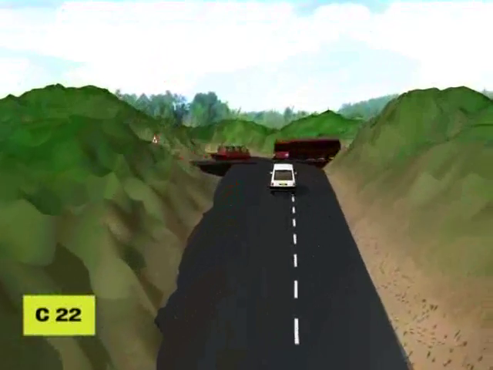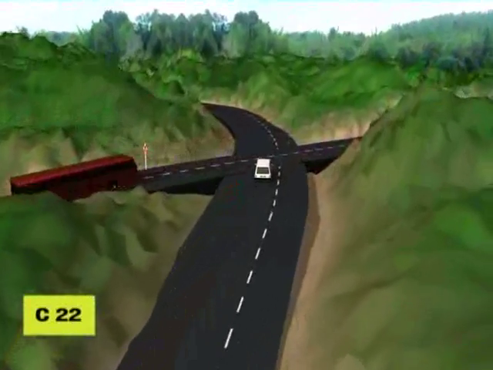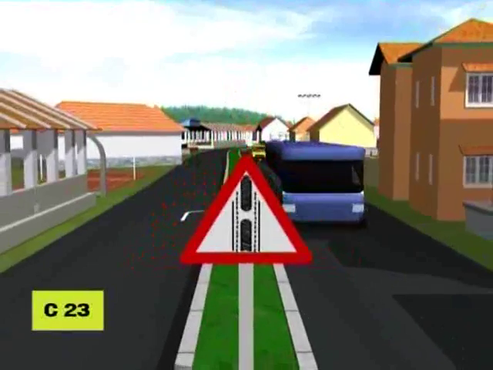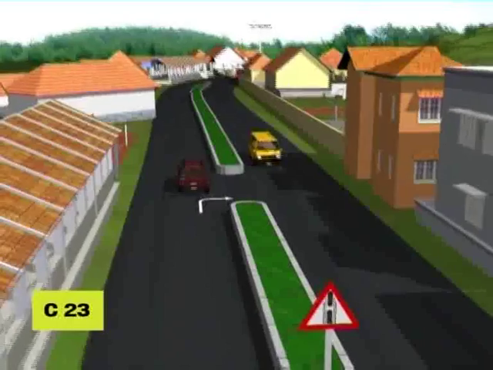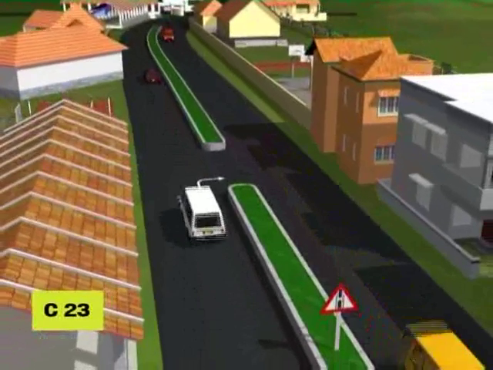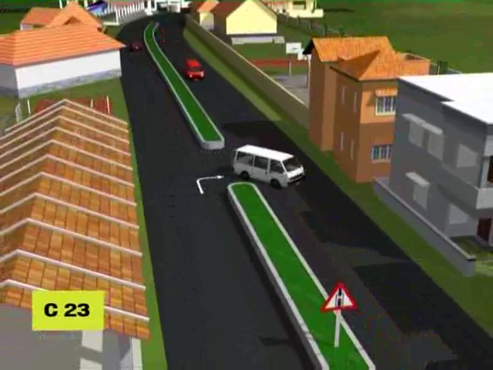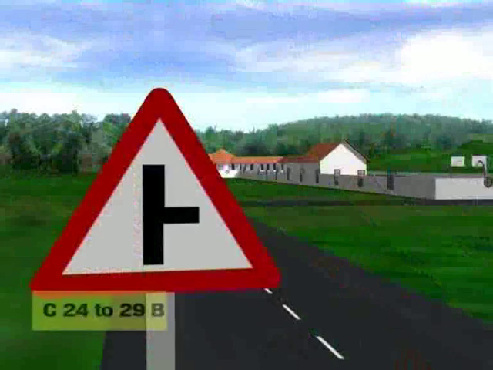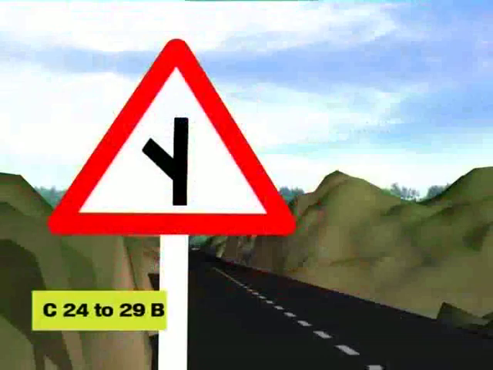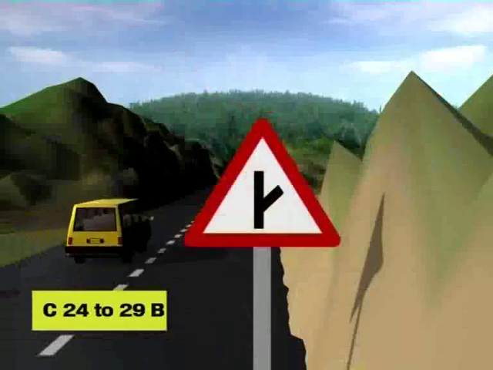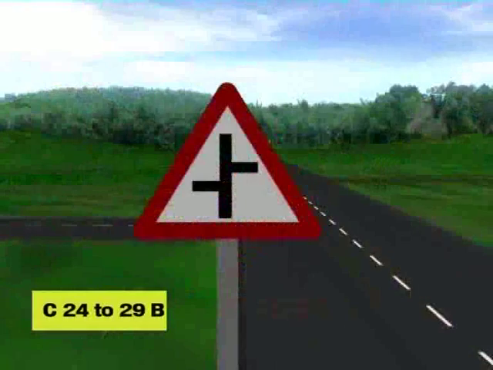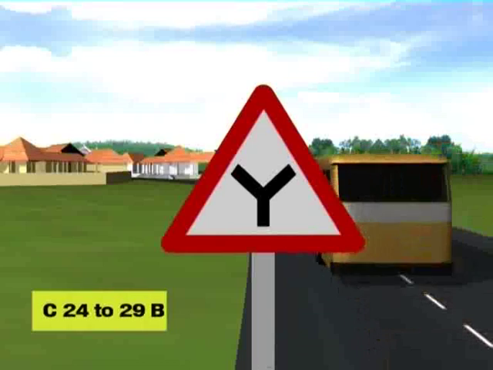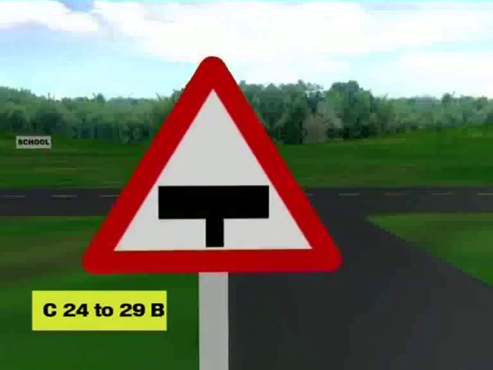C22 is the cautionary sign erected before a crossroad on the highway. C23 is the sign installed ahead of a gap in the median of a divided double road where you can take U-turn, carefully watching out for other vehicles. Signs C24 to C29B caution the driver about intersections on the main road from the left and the right, Y intersection, and a major road lying ahead.